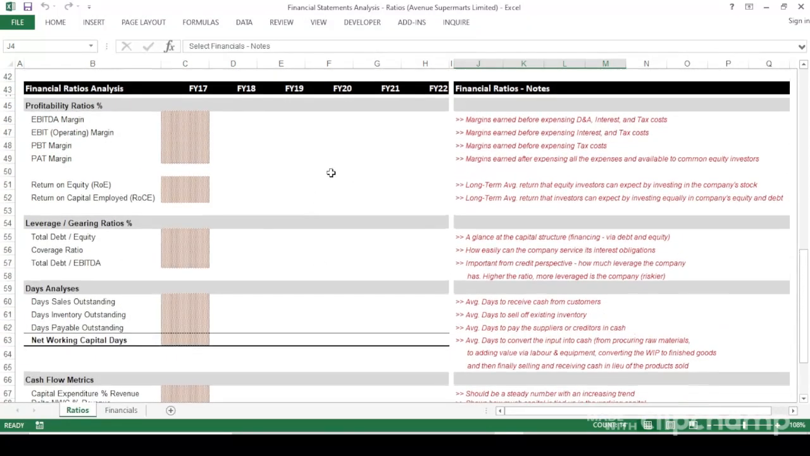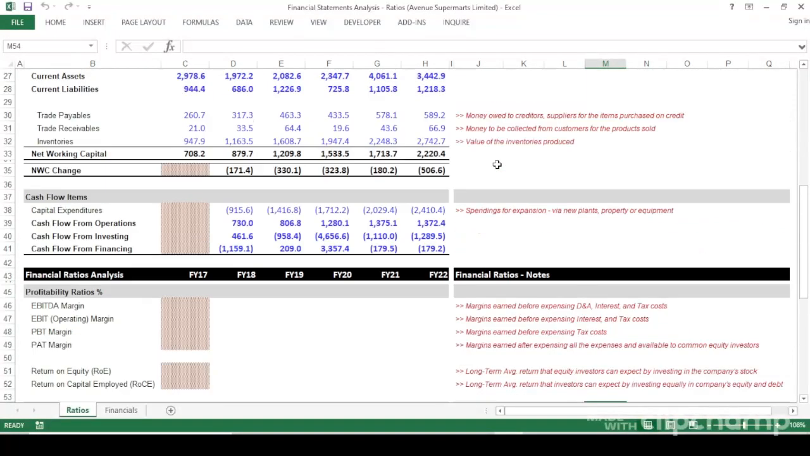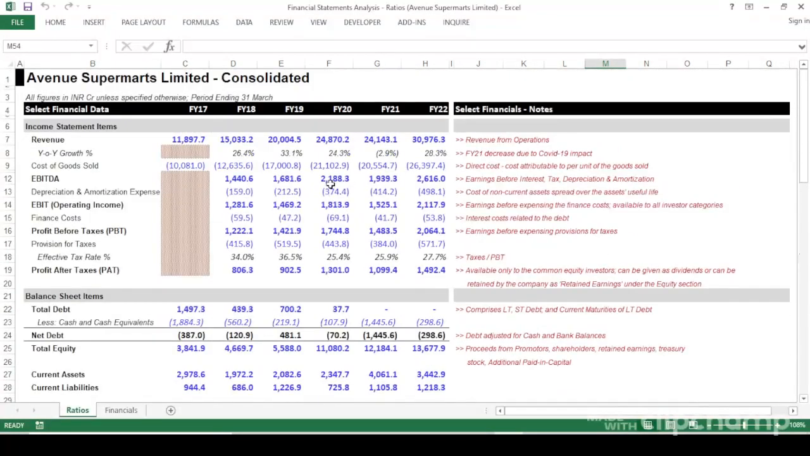I'll show you how these are calculated, what the formulae are, and on the basis of what values we get, we'll analyze. I've added certain notes pertaining to the financial ratios as well. We'll discuss them once we are on the specific ratio. So without any further ado, let's jump into this video and start.